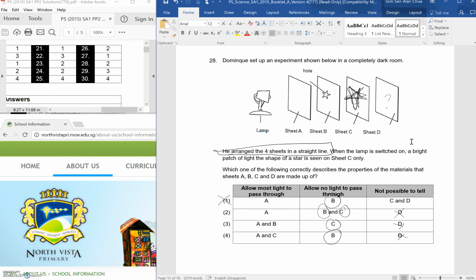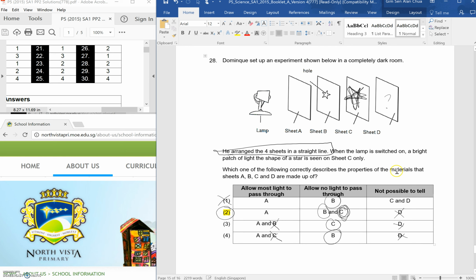Which one allows most light to pass through? We know that C doesn't allow light to pass through. B doesn't allow light to pass through. So we are left with 1 and 2. Over here, A allows most light to pass through. Which one does not allow light to pass through? C is definitely correct. So answer number 2.